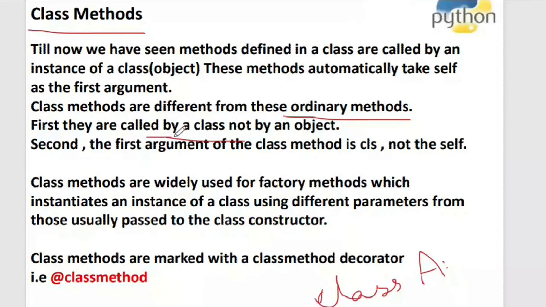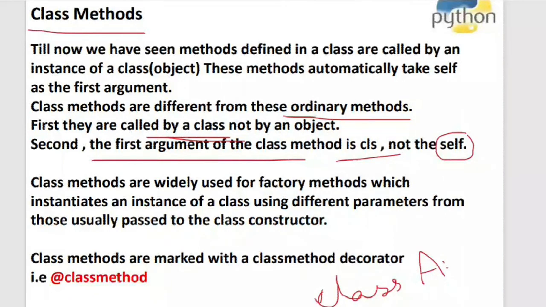And the second difference between the class method and the instance method is that the first argument of the class method needs to be cls. What is the first argument of your instance method? The first argument of your instance method is self. So this is the difference between your class method and the instance method. Class methods are like class variables, which are associated with the class. Instance methods are pertaining to the objects, like your object instance variables.